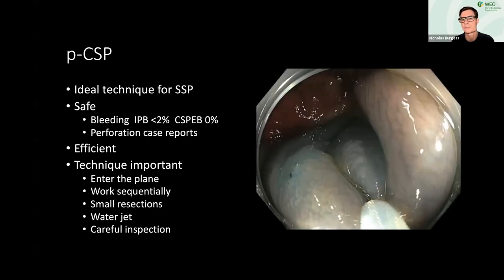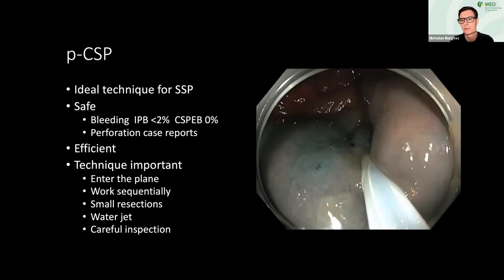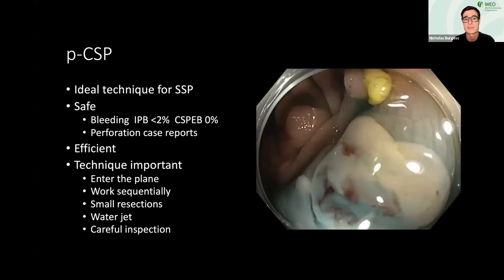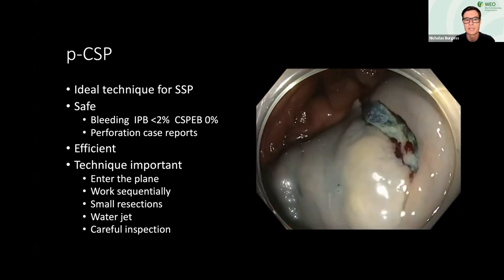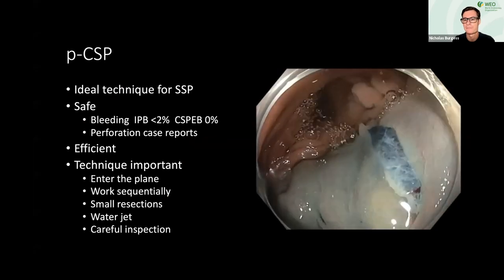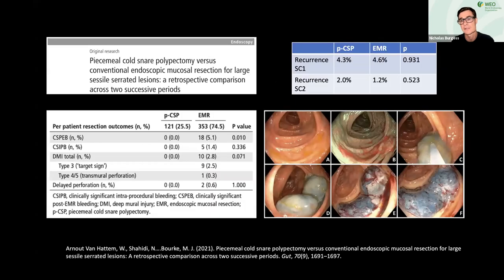Piecemeal cold snare polypectomy is exceedingly good for sessile serrated lesions. Bleeding rates are low, perforation is infrequent. Technique is important, but it's a very effective method for removing sessile serrated polyps.